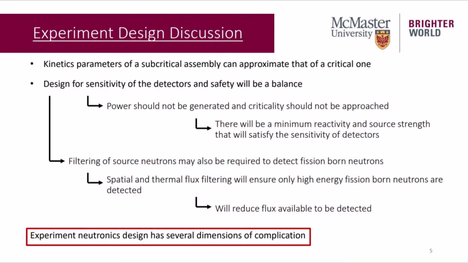The kinetics parameters of a subcritical assembly can be designed to approximate those of a critical one. Ideally, the subcritical assembly will be similar in geometry and material composition to the core it is representing. However, geometry and/or material composition must be fundamentally altered to generate a subcritical state. Satisfying the sensitivity of detectors and ensuring the safety of a subcritical assembly will be a design challenge. Also, filtering of source neutrons may be required, as fission-borne neutrons hold the kinetics information. Experiment neutronics design is non-trivial.